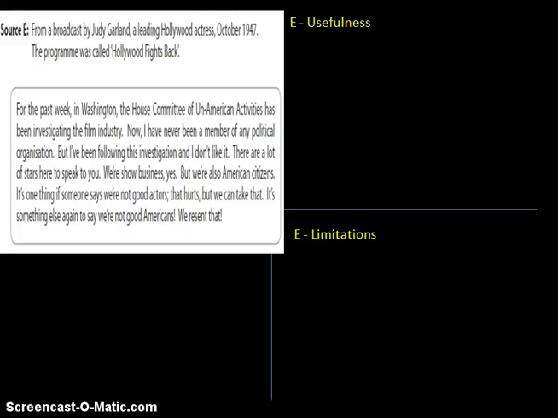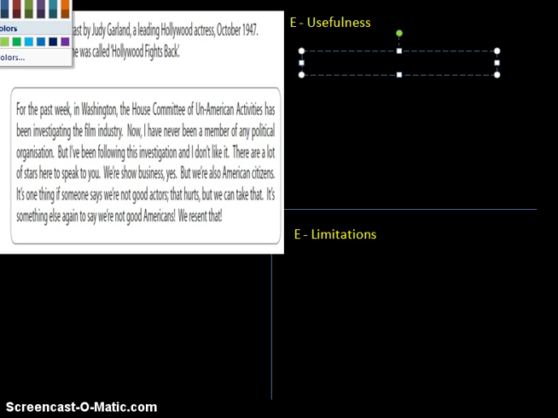Now, source E is from a broadcast by Judy Garland, who is a leading Hollywood actress. This is again in October 1947, and the programme is called Hollywood Fights Back.